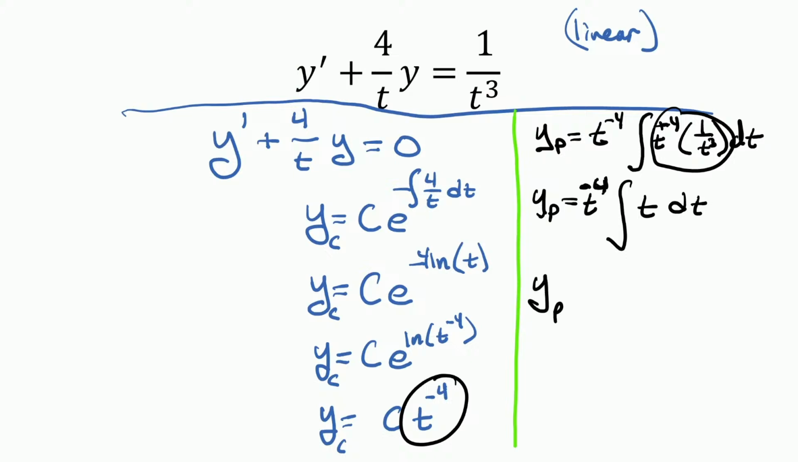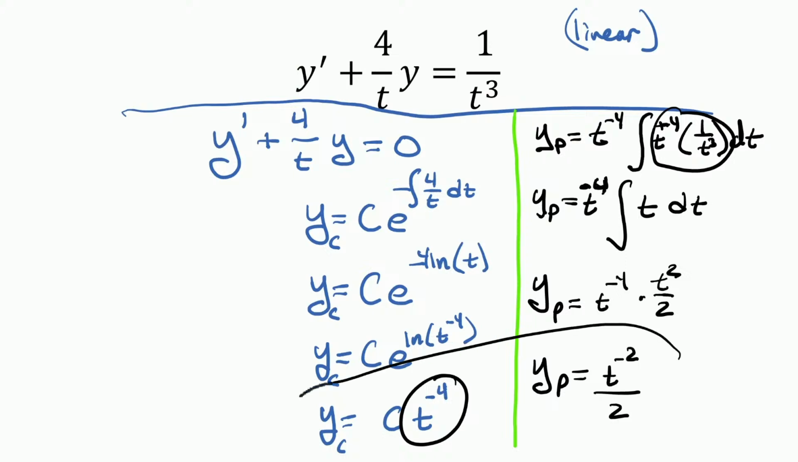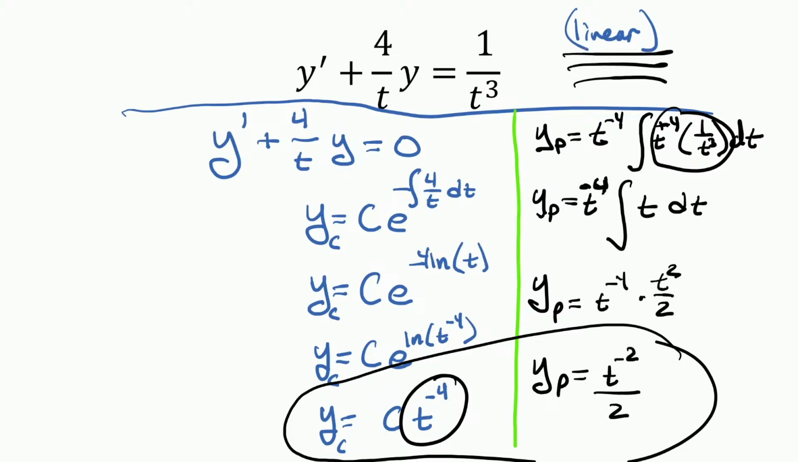And then that gives me t to the negative 4 times t squared over 2 plus c, but let's ignore that for now because we just need a particular solution. So the particular solution is going to be t to the negative 2 over 2. What this tells me is that the general solution to this differential equation will be the sum of those two things if you add them up. I know I blew through that really quickly, but it's exactly the same thing you would have gotten if you had gone through the linear technique.